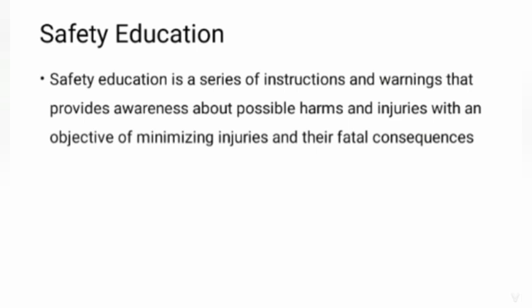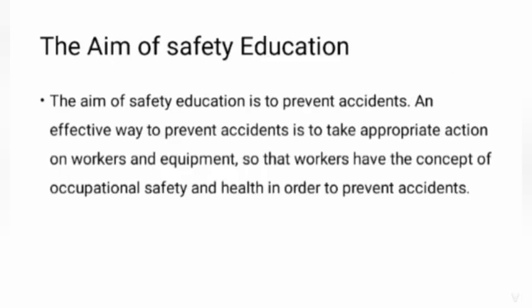Safety education. Safety education is a series of instructions and warnings that provides awareness about possible harms and injuries with the objective of minimizing injuries and their fatal consequences. The aim of safety education is to prevent accidents. An effective way to prevent accidents is to take appropriate action on workers and equipment so that workers have the concept of occupational safety and health in order to prevent accidents.